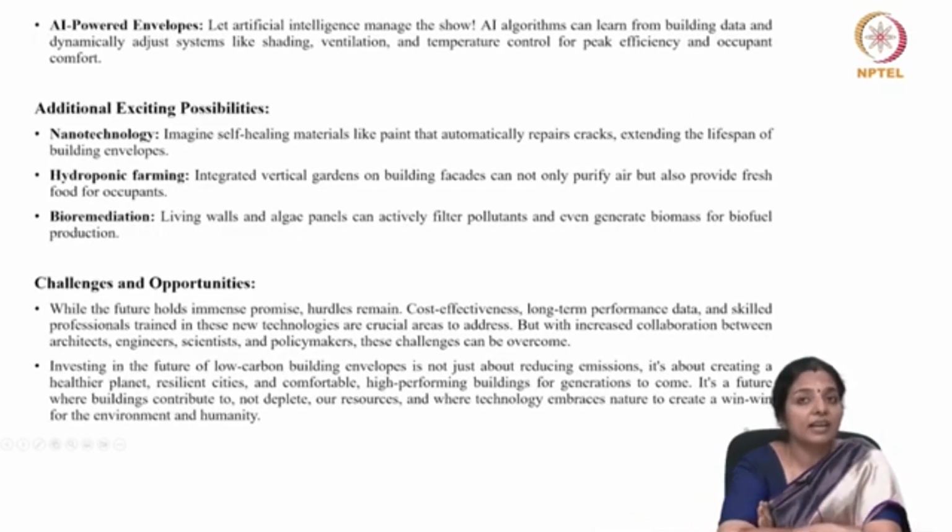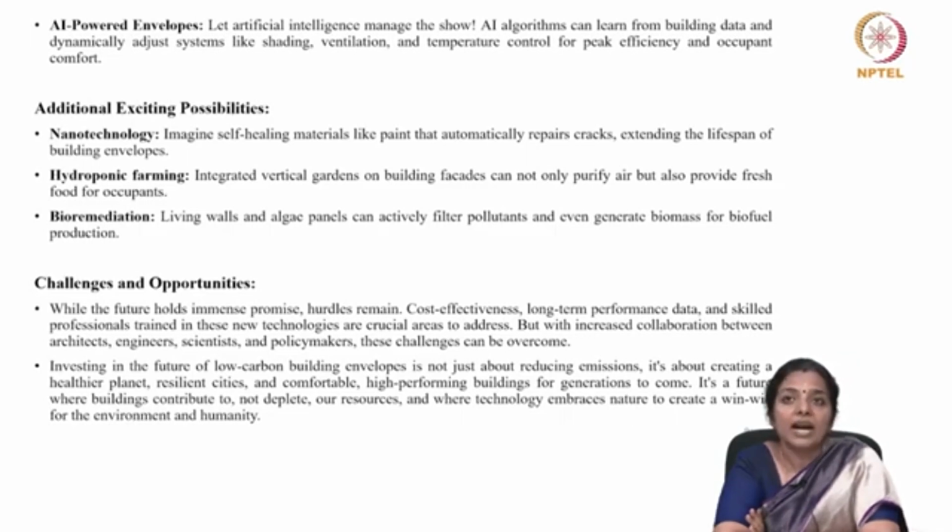One can consider AI-powered envelopes. Let artificial intelligence manage the show. AI algorithms can learn from building data and dynamically adjust systems like shading, ventilation, and temperature control for peak efficiency and occupant comfort.